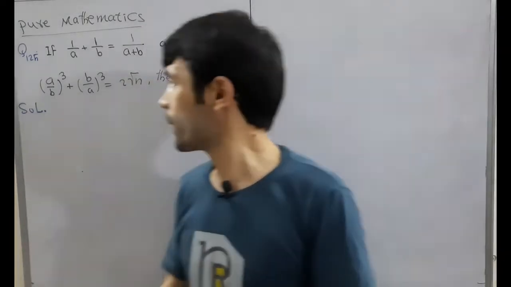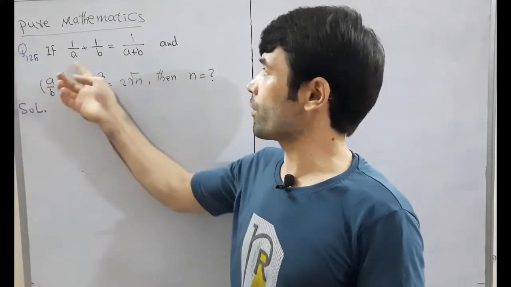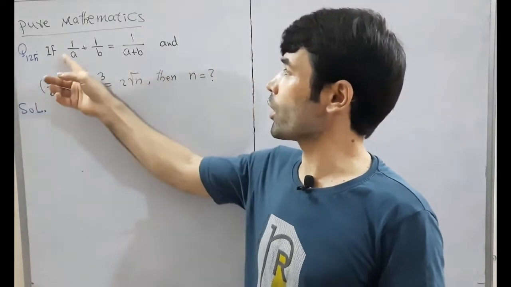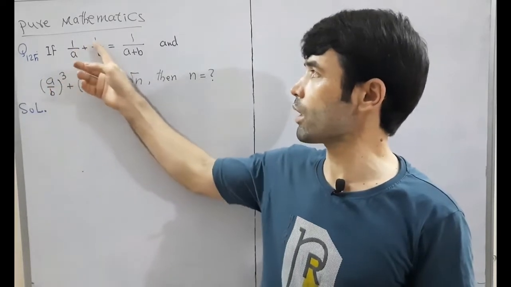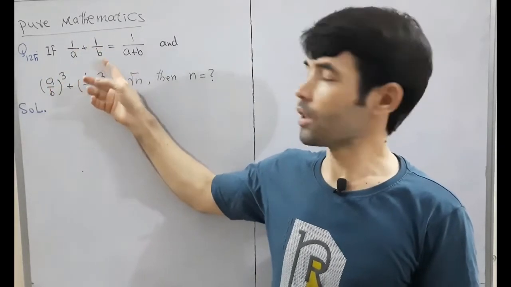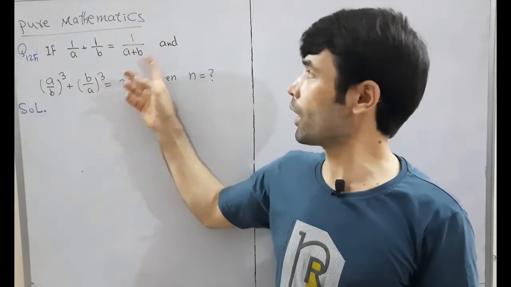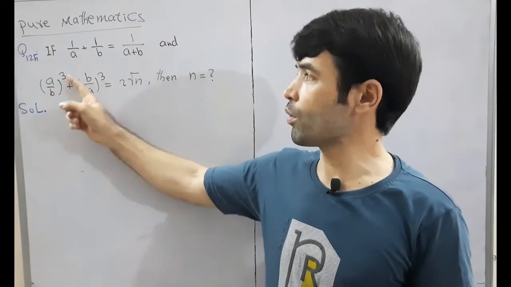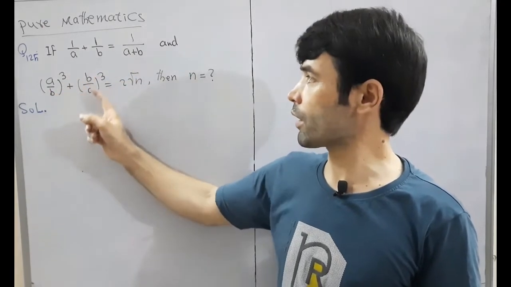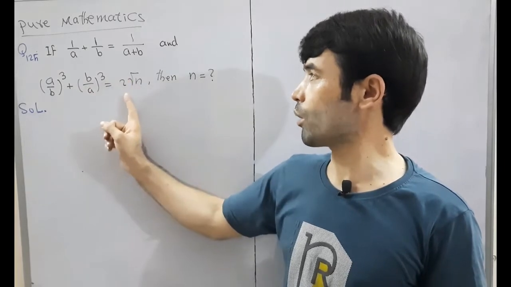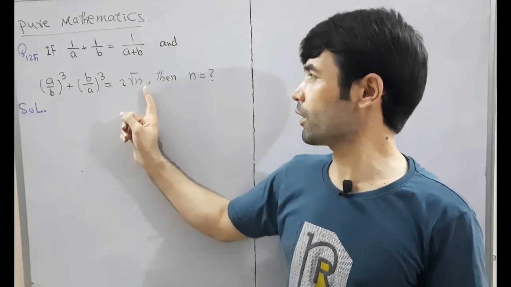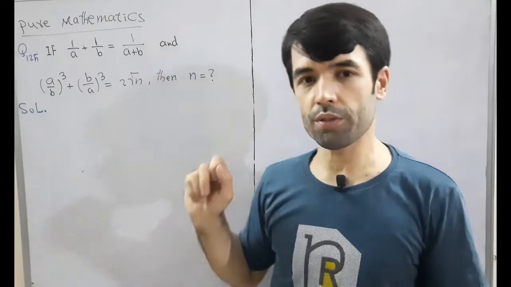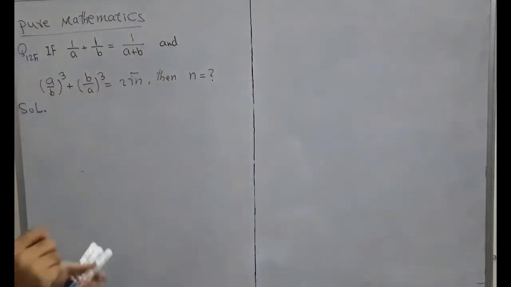In this class, question 125, we want to solve this question. If 1 over a plus 1 over b is equal to 1 over a plus b, and a over b whole cube plus b over a whole cube is equal to 2 into square root of n, then find the value of n. N is equal to question mark. Here we want to solve this question.